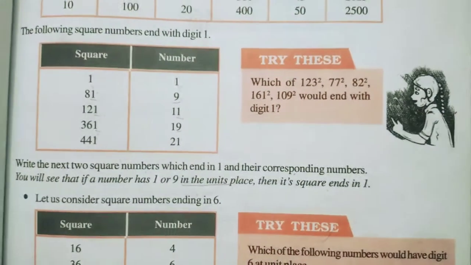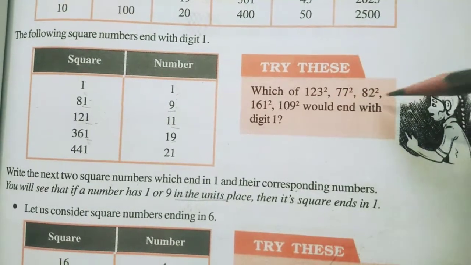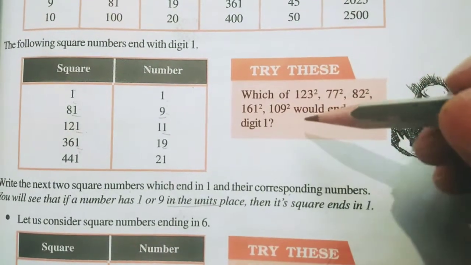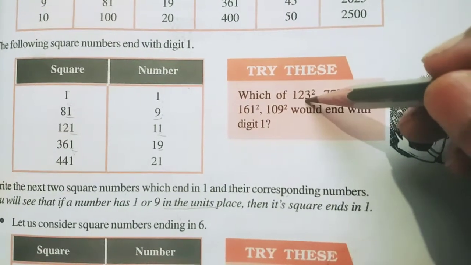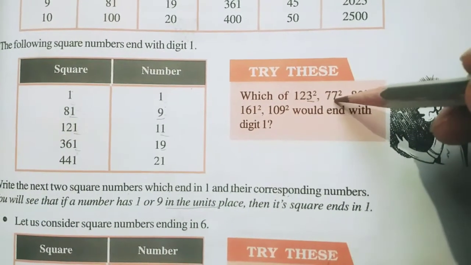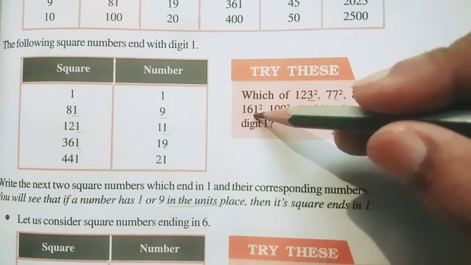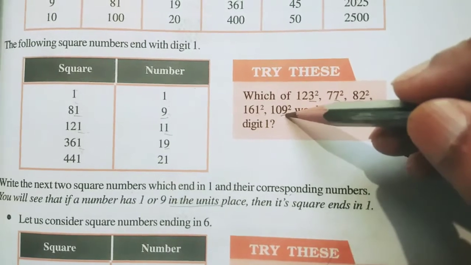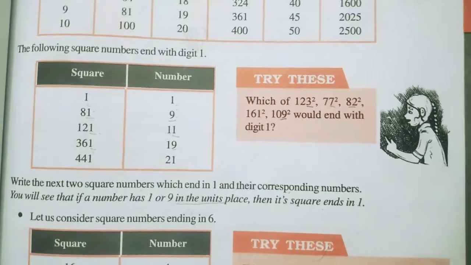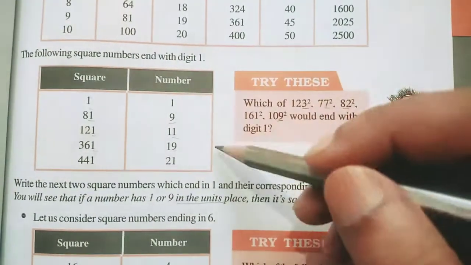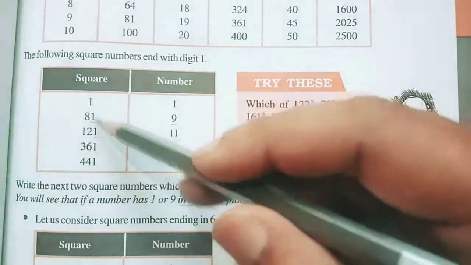In the try this given, which of these squares would end with digit 1? You can identify. 3 is in the unit place, so it will not end with digit 1. Then 7, it will not. 2, it will not. 1, yes, it will end with digit 1, and here 9 is there. Here also it will end with digit 1. So in this way, if 1 or 9 is in the unit place of any number, then the square of that number will have 1 in the unit place.